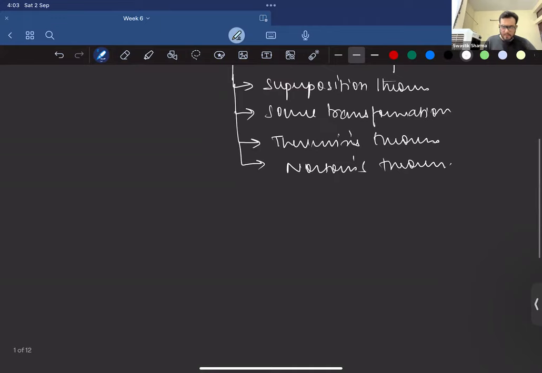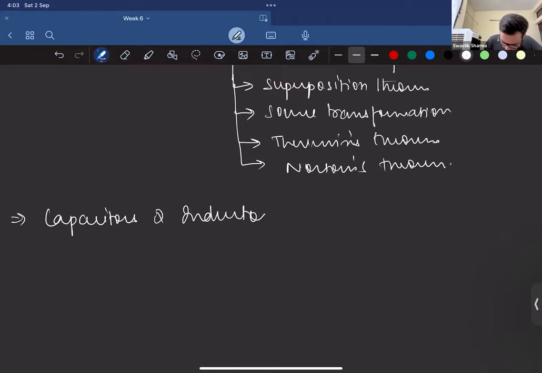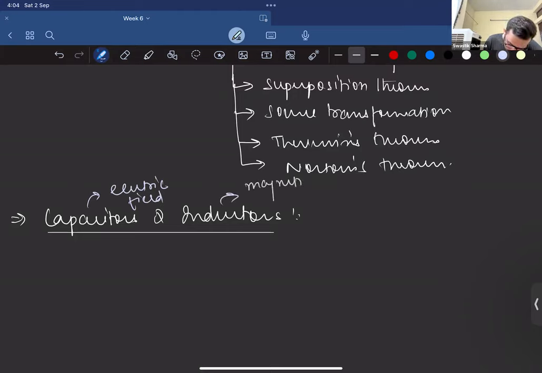Okay, today we'll start with one more class of circuit elements, which store energy. These are called capacitors and inductors. So unlike resistors that you were studying till now, which dissipate energy in the form of heat, these store energy. So these are energy storing elements. Capacitor stores energy in its electric field. We'll see the working; I'm just giving you a brief idea. And inductors store it in magnetic field.